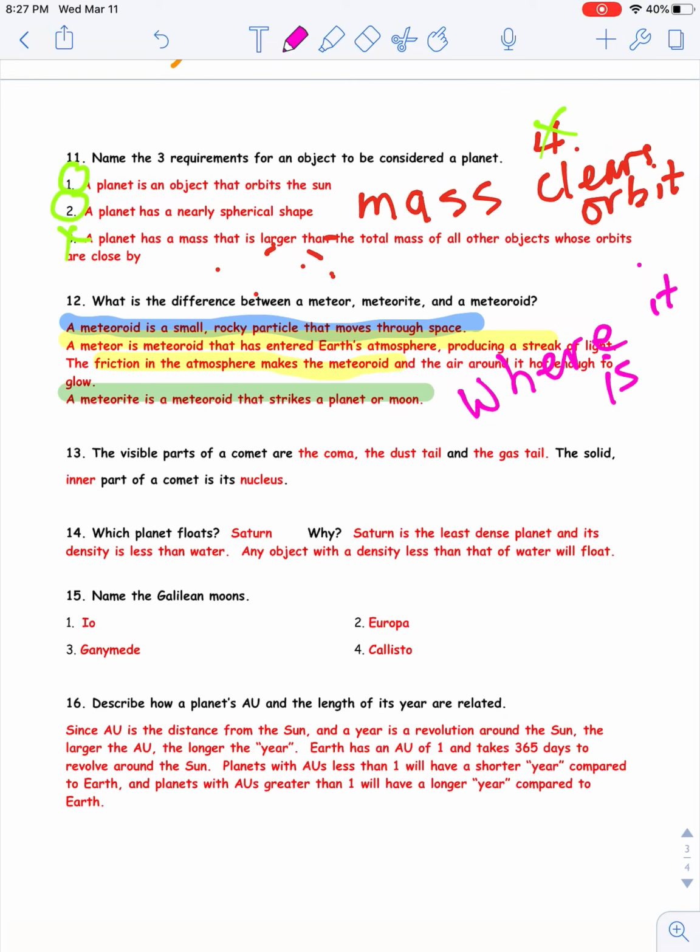So to recap, we've got these small rocky particles, these rocks, this space junk moving through space. As long as it stays in space, we call it a meteoroid. As soon as it enters Earth's atmosphere, and the friction between our atmosphere and it causes it to glow and burn up, then it is called a meteor. If it makes it all the way through and hits the ground of our planet or a moon, then it is a meteorite. So it has everything to do with where it is.